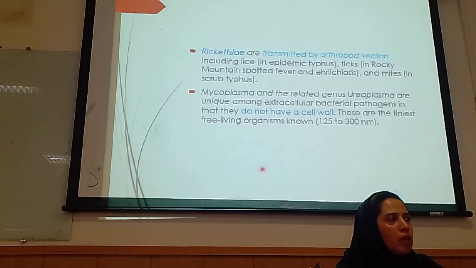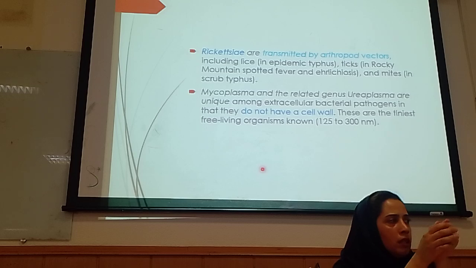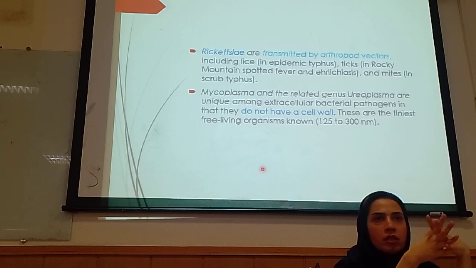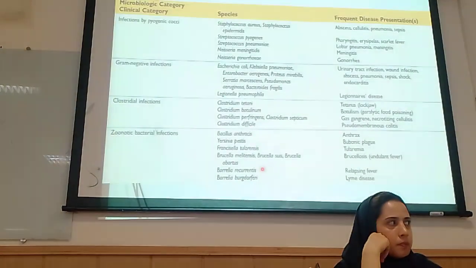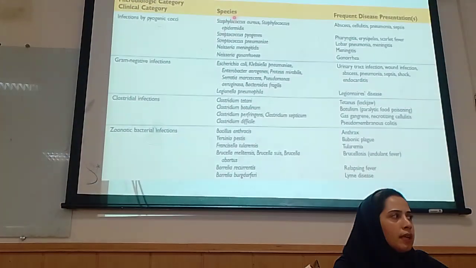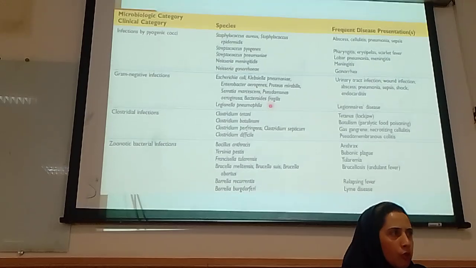And how about mycoplasma? Can you name disorders caused by mycoplasma? The most important one is mycoplasma pneumonia. It can cause pneumonia. And mycoplasma does not have a cell wall, and it is the tiniest living organism. And in this table again you have different kinds of bacteria and different diseases they cause. Again, I think you know them.